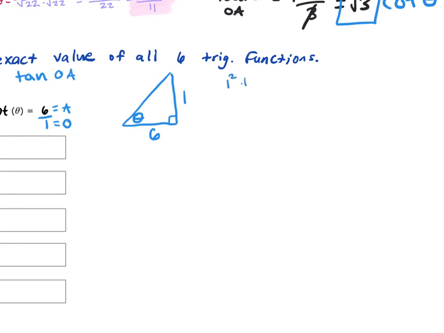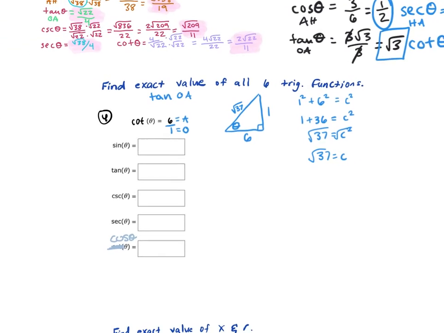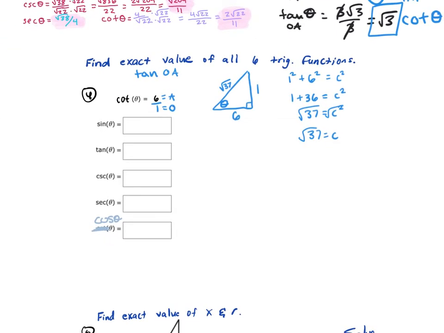So we have 1 squared plus 6 squared is equal to c squared. 1 plus 36 is equal to c squared. 37 is equal to c squared. Take the square root of both sides. So square root 37 is equal to c. Can we simplify the square root of 37? No. So we can just leave it as that.